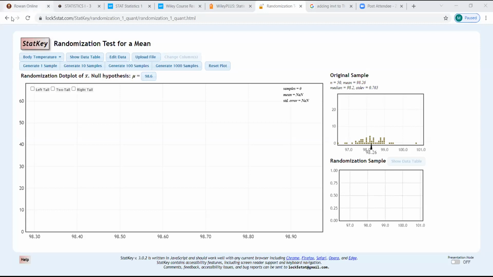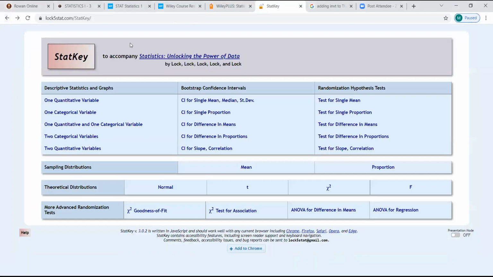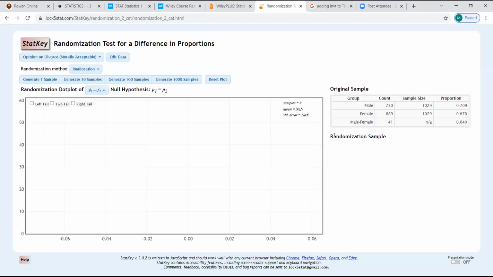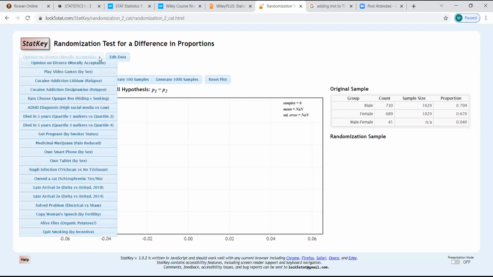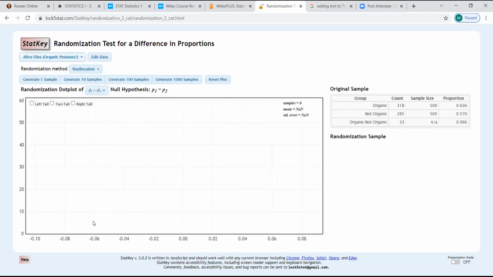So I'm going to go back, and this problem is a difference in proportions. So we're going to go to the randomization hypothesis tests. Again, I am not going to test you on this, but the homework does have these randomization tests in it. So if you wanted to go in here and play, you can, just so that you understand what they're doing in the homework. I think having Statkey available is important to actually do the homework. So I'm going to choose the one for the fruit flies, all the way down at the bottom. Here it says alive flies, organic potatoes. All right, that's the one.